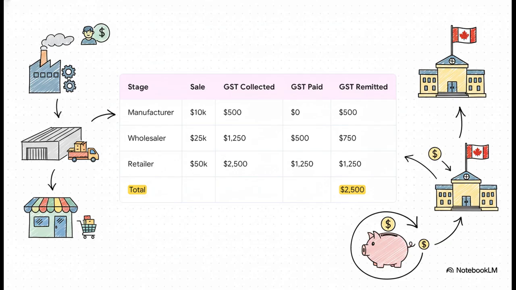Take a look. The manufacturer sells for $10,000, collects $500 in GST, and sends that right to the government. Simple enough. Now look at the wholesaler. They collect $1,250 from the retailer, but, and here's the magic, they get to claim a credit for the $500 they already paid to the manufacturer. So they only send the difference, $750, to the government. The retailer does the exact same thing. And what's the end result? The total tax sent to the government is $2,500, which is exactly 5% of the final sale price. The system basically polices itself because every business in the chain is motivated to claim their credit.